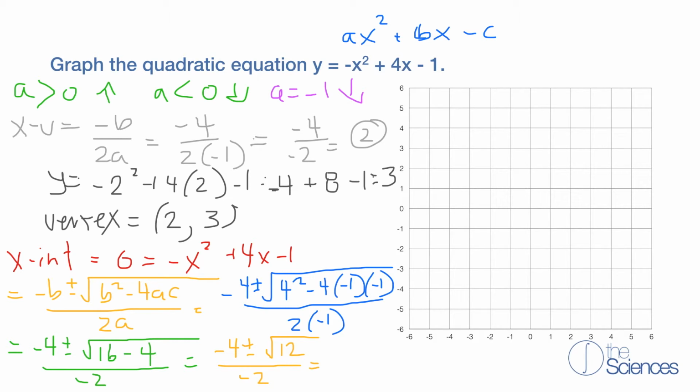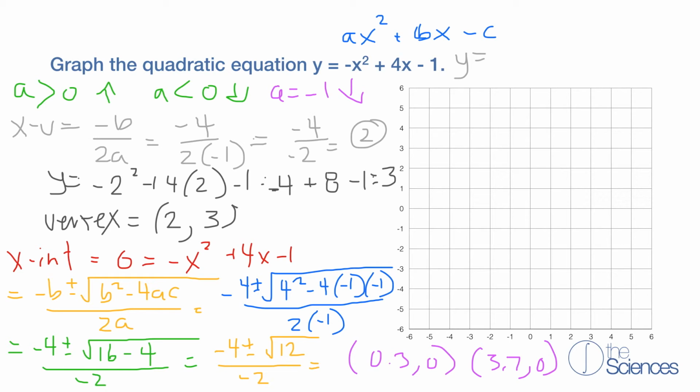So this means our intercepts pass. If you calculate this out, negative 4 plus the square root of 12 divided by negative 2 equals 0.3. And if you calculate negative 4 minus the square root of 12 divided by negative 2, that's 3.7. So we have two x-intercepts. Now we want to find our y-intercept.